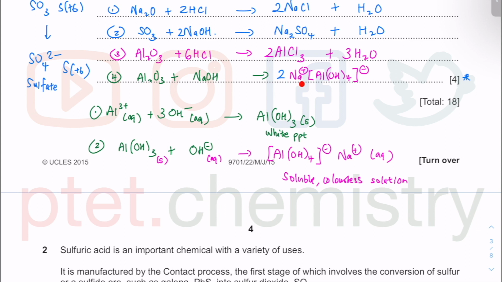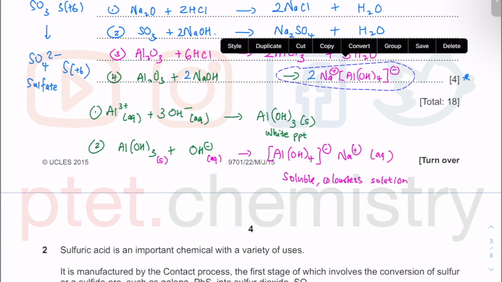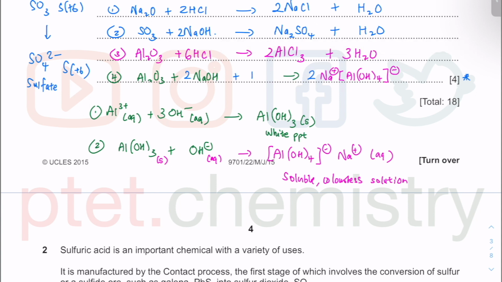Having done that, I've got 2 sodium, so I need 2 NaOH. Having done that, you will see that I've got 4 oxygen and 4 hydrogen, but I've got 2 multiples of it, so I've got 8 oxygen and 8 hydrogen. I've only got 3 oxygen plus another 2 oxygen is 5 oxygen. I'm still 3 oxygen short, and usually in this kind of equation, you just add water.